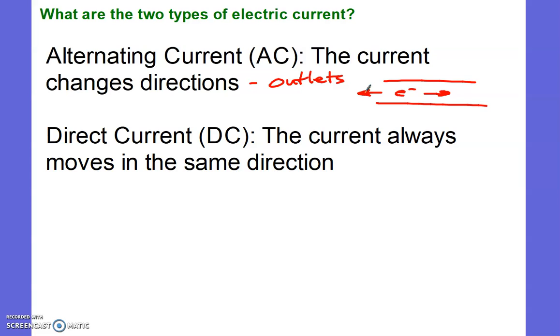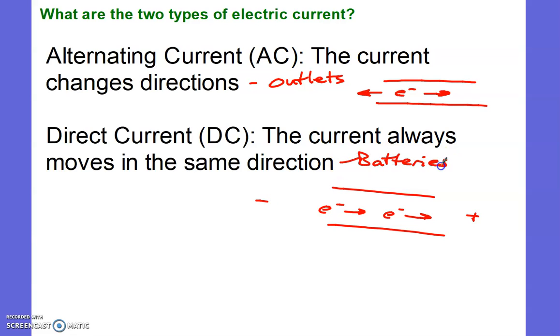Direct current means that the electrons are always moving in the same direction. That they are moving towards, in this case, the positive terminal of the battery and away from the negative terminal of the battery. So direct current comes from batteries, whereas alternating current comes from outlets. And so again, the difference is in alternating current, the electrons move back and forth, whereas in direct current, the electrons are always moving towards that positive terminal.